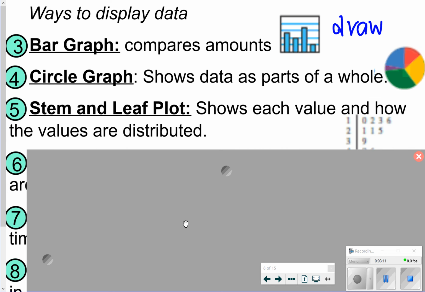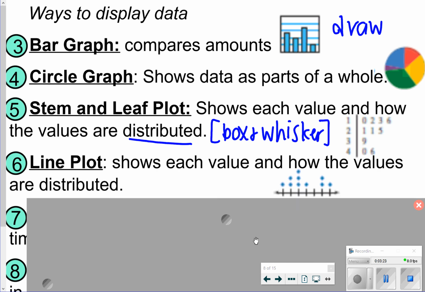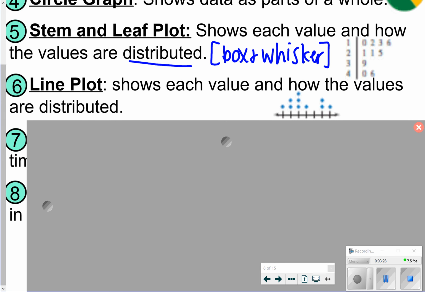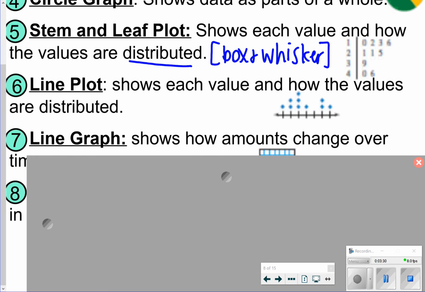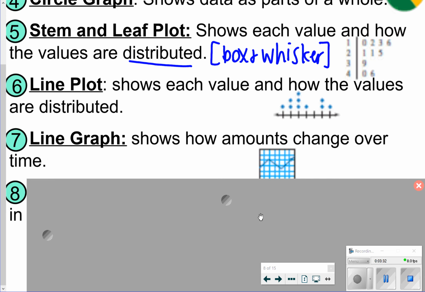Stem and leaf plots, similar to box and whisker plots, show how each of the data is distributed. So this would be comparable to box and whisker, which is what we just learned. Line plots show each value and how the values are distributed. A line graph just shows how amounts change over time. So if you're talking about the progression of time, you want to use a line graph specifically for that.